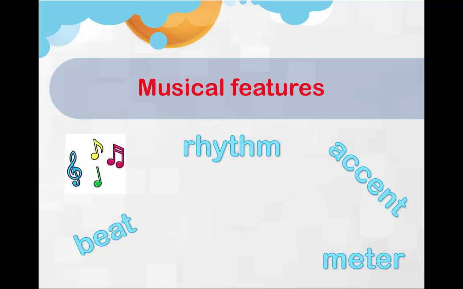include rhythm. How does the rhythm flow? Meter. How are the beats organized in the piece of music? Dynamics. How loud or soft the music is. Tempo. How fast, what is the speed of the music. Right, so musical features describe the actual sound of the music.